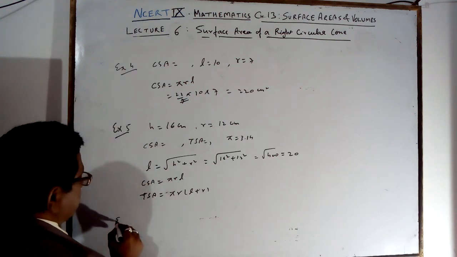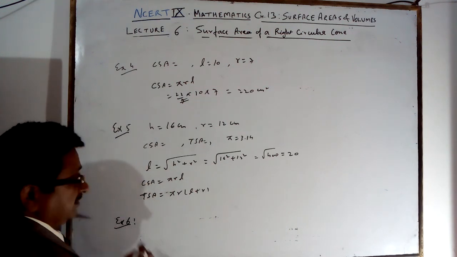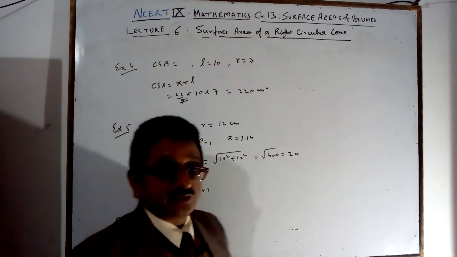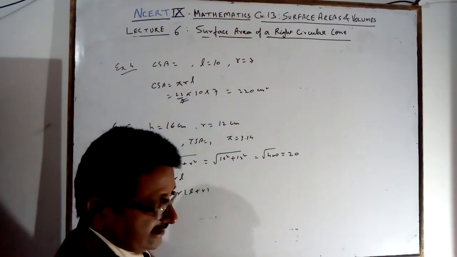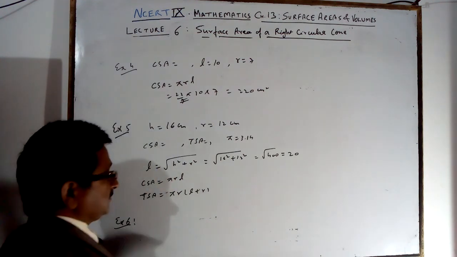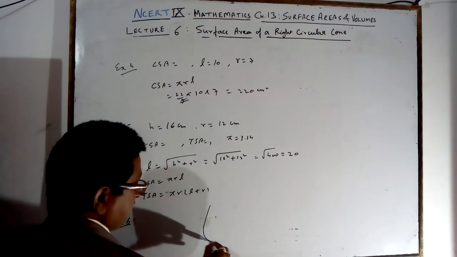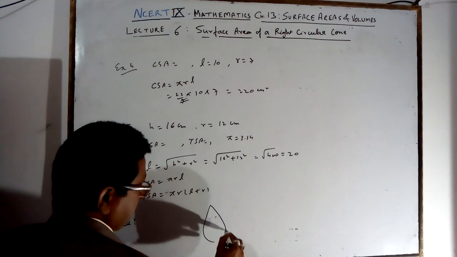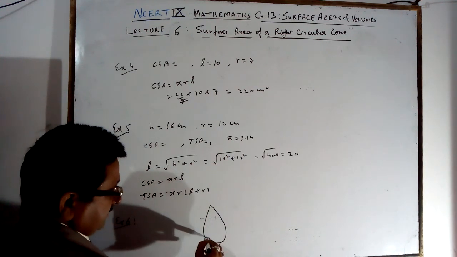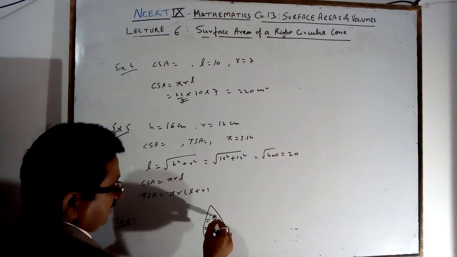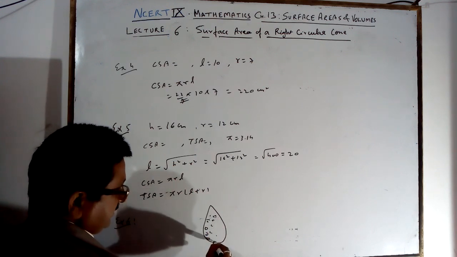Example number 6 is given on something very simple. Do you know the bhutta, the corn cob? The shape of this is a cone, actually like a leaf, and this part is this. Here the grains are given. Everyone knows the bhutta, but its base is a circle.